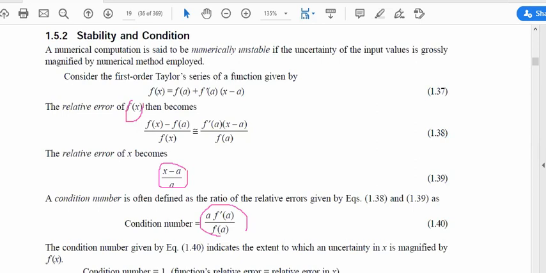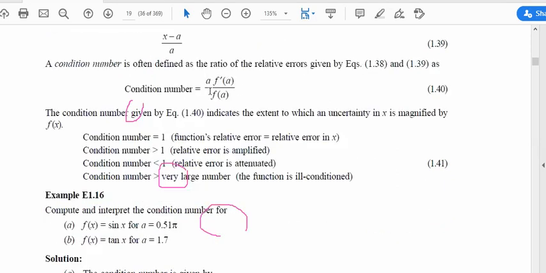Condition number is equal to 1. This condition number has come out as a ratio of these two, and this ratio is defined as the condition number, or stability condition. So first is 1. If this is 1, then what is going on? The function's relative error is equal to the relative error in x. So this is the argument, and this is the function.